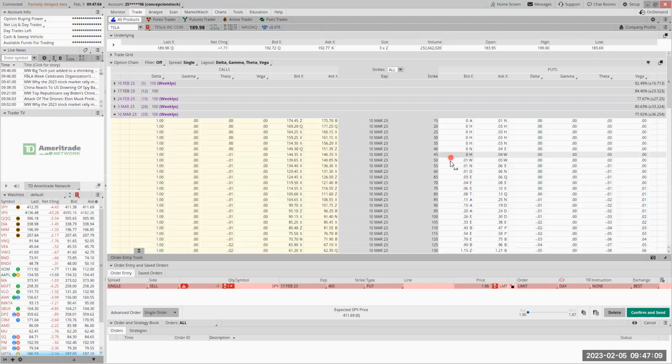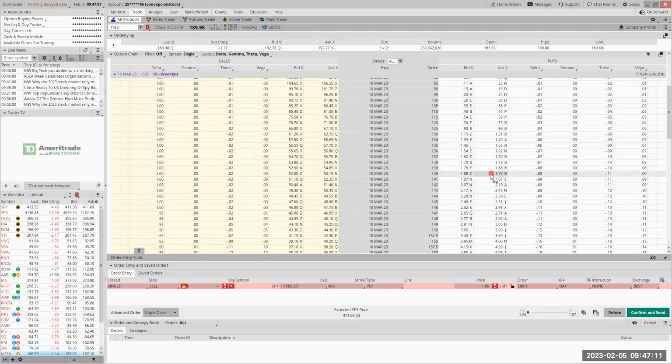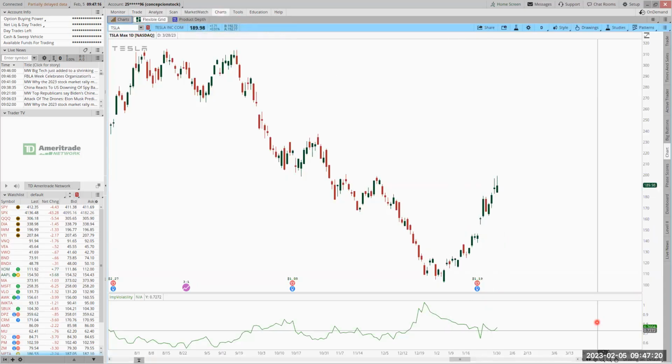I'm going to select 33 days, go down to 140, and you can see now we're getting a better premium of $188 or 197. And in this case, at $140, in the event you select 140, you would have to have $14,000 in your account, and you would get paid while you wait to own Tesla at $140 because you deem at this price point at 189.98 is too expensive. So you would go ahead and sell the $140 put.